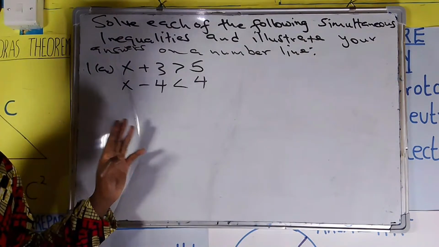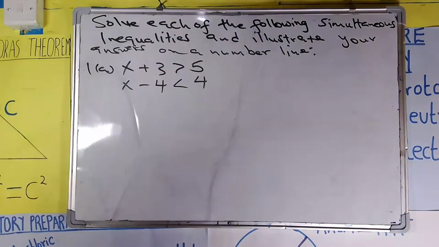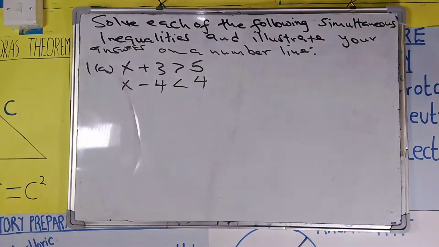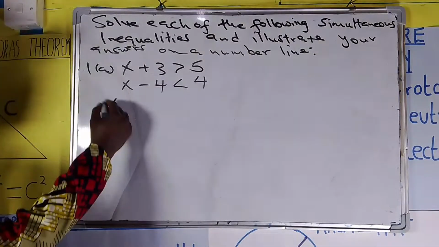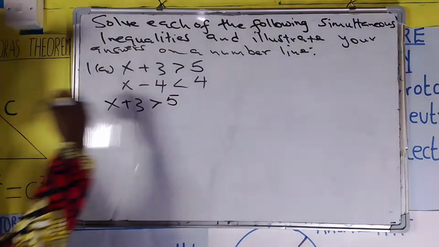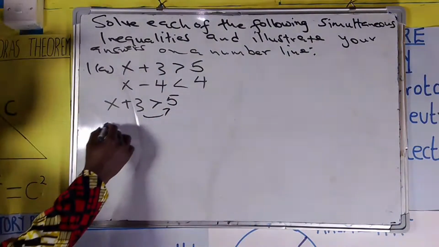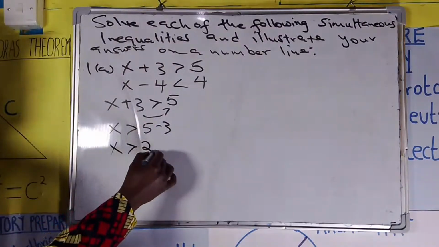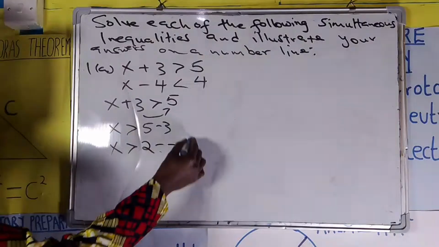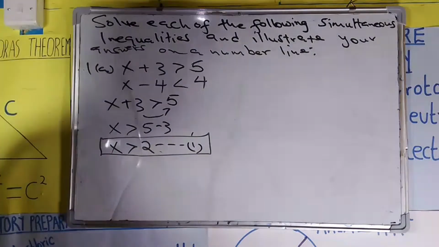Simultaneous inequalities in which we are supposed to solve both of them and represent it on a number line. So tutaanza na ya kwanza. X plus 3 is greater than 5. So we will take this to the other side. Tukuwe na x is greater than 5 minus 3, in which x is greater than 2. Hiyo inatupatia ya kwanza. You can even circle it or box it.